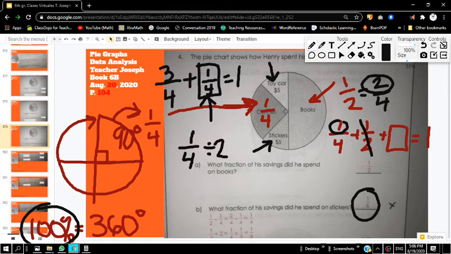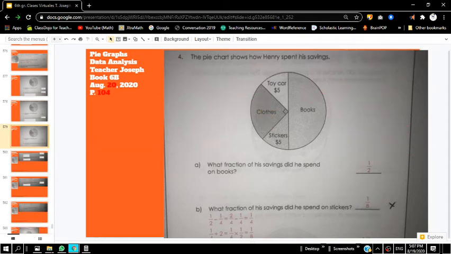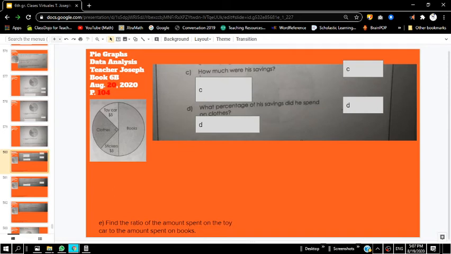Now that can get kind of complicated, boys and girls, I understand, because we're trying to relate not only a degree amount to a fraction, but also a fraction to a quantity, and the quantity to the entire pie graph that's represented. Okay, so this is getting a little bit complicated. Let's try letter C to see if we can understand this concept a little bit better. Letter C says, how much were his savings?